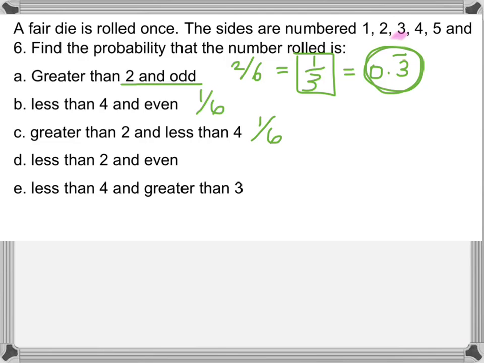Less than 2 and even. Okay, so less than 2 and even, well, there's no chance of getting a number that's less than 2 and even, because 0 does not occupy a space on the die. So there's 0 out of 6, or just 0. Remember, this is an impossible event.